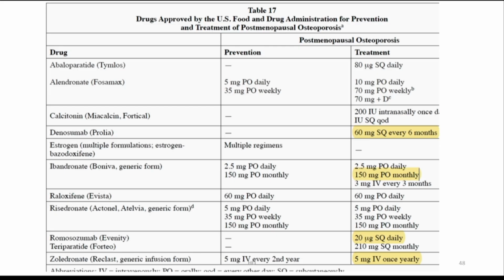These are the doses of various agents that can be used. For teriparatide, the dose is 20 microgram subcutaneous daily. For zoledronate, it is 5 milligram IV once yearly. And for denosumab, it is 60 milligram subcutaneous every 6 months. So these are the three main agents that we use in our day-to-day practice.